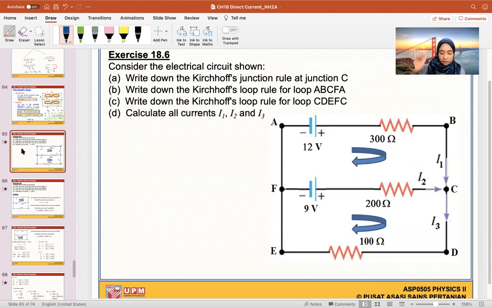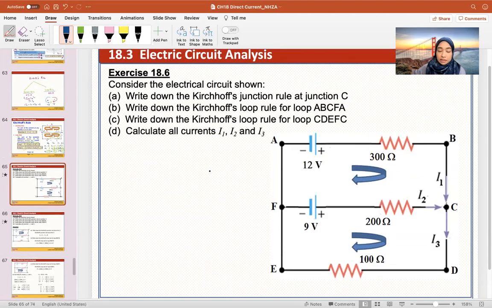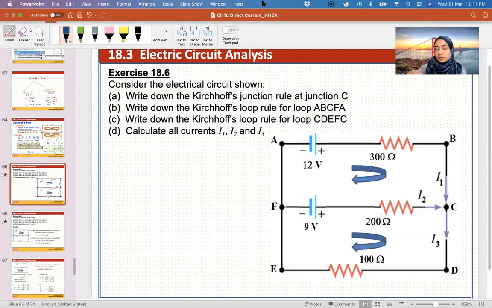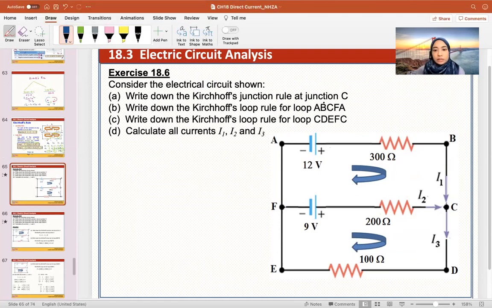Moving on. Let's do an example. Please try to use the calculator. Later I will ask you to find it for me. Consider the electrical circuit shown. Write down the Kirchhoff's junction rule at junction C. So where is junction C? This is our junction C. You have already labelled your I's, and they want you to write down the junction rule. The second one is write down the Kirchhoff's loop rule for loop A, B, C, F, A, going clockwise. Write the Kirchhoff's loop rule for loop C, D, E, F, C, clockwise. Calculate all currents I1, I2, and I3.